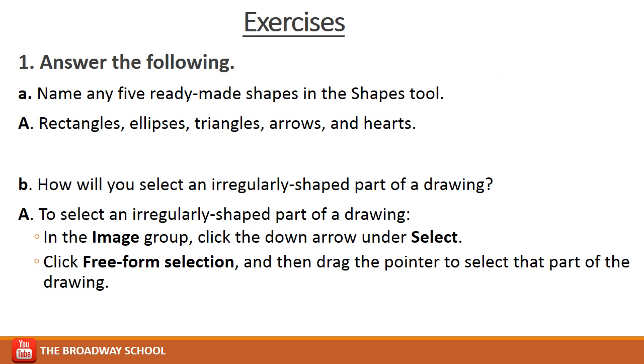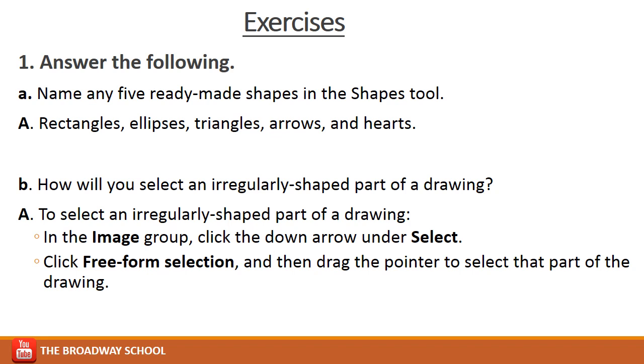Next part of exercises, answer the following. Part A, name any 5 ready-made shapes in the shapes tool. And the answer which I'm going to write here: rectangles, ellipses, triangles, arrows and hearts. You guys can change the name of these ready-made shapes according to your choice.